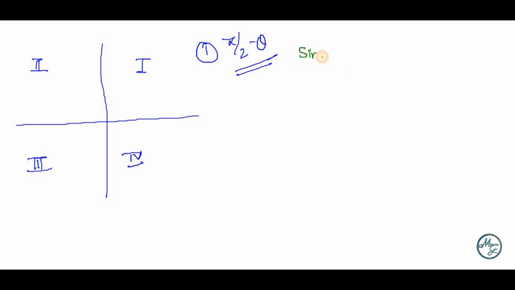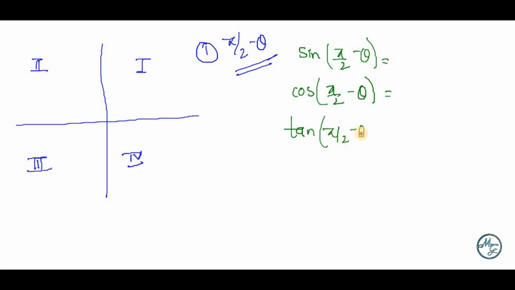So I'll write sine(pi by 2 minus theta), cos(pi by 2 minus theta), tan(pi by 2 minus theta). We'll talk about sine, cos and tan because the other three are related to these three. Now if you see here, we have got pi by 2, so conversions will take place. Sine will become cos, cos will become sine, tan will become cot. So sine(pi by 2 minus theta) is cos theta, cos(pi by 2 minus theta) is sine theta, tan(pi by 2 minus theta) is cot theta.